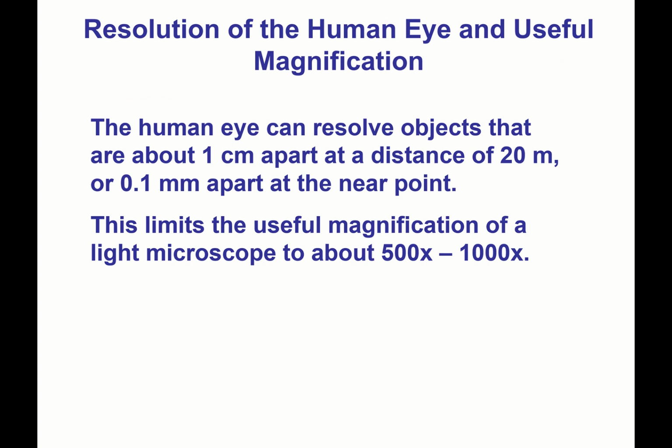The human eye can resolve objects that are about a centimeter apart at a distance of 20 meters, so that's 60 or 70 feet away. Or if you're reading something in a book that you're holding at your near point, about 25 centimeters from your eye, you can see things that are about 1/10 of a millimeter apart. So the useful magnification of a light microscope is then 500 times to 1,000 times, if you combine the resolution of the human eye looking through the lens on the microscope.